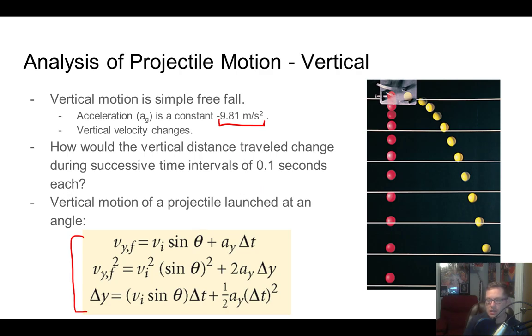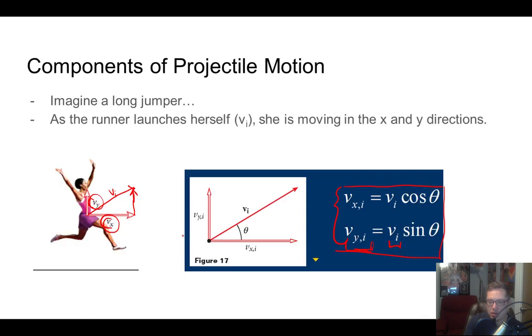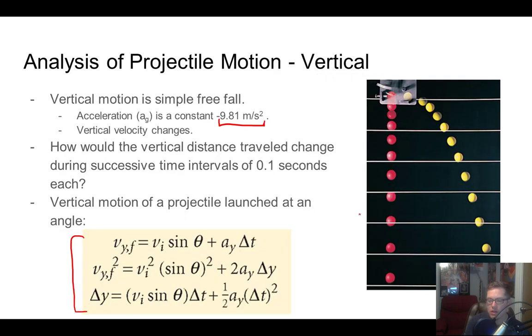Times sine theta. Well, we know from back here that v sub i sine theta is just equal to v sub yi, the initial launch velocity in the y direction. So really that turns into just v sub yi. And then we get this guy, acceleration of y, or acceleration in the y direction. Well, that's just gravity, that's 9.81. That's what we're talking about. And then times the change in time. And the rest of the equations kind of work that way.